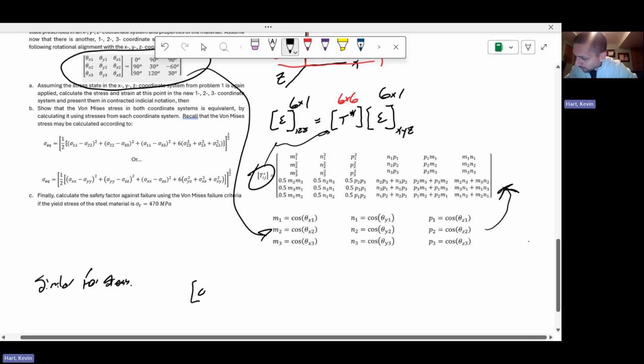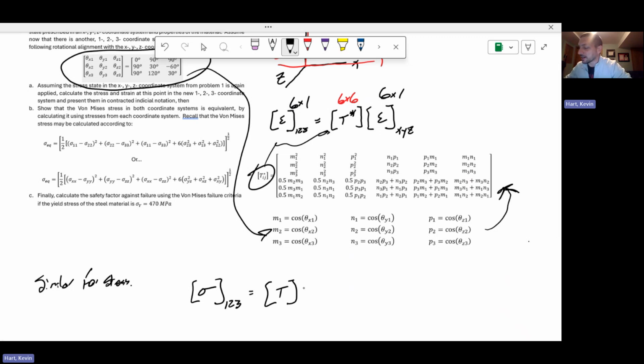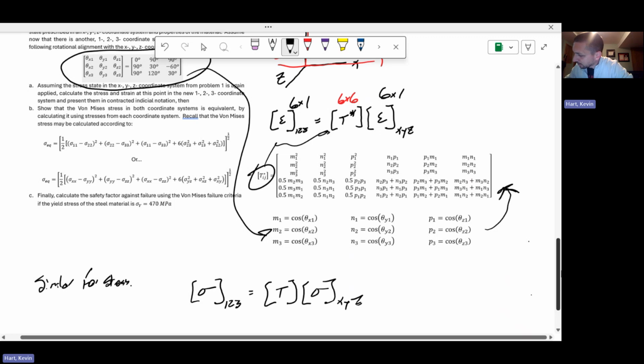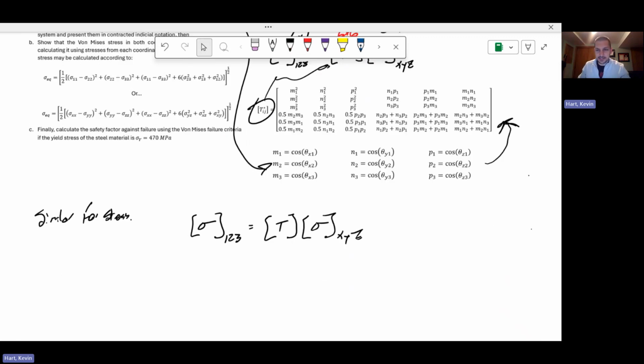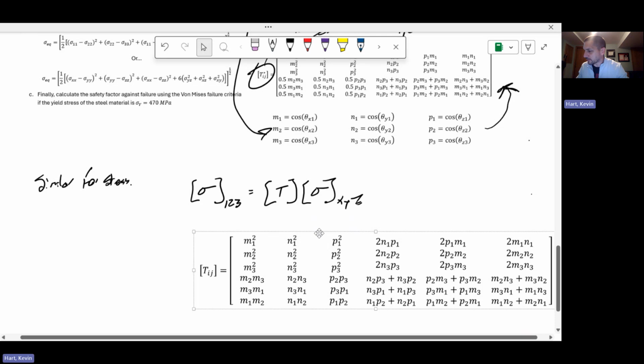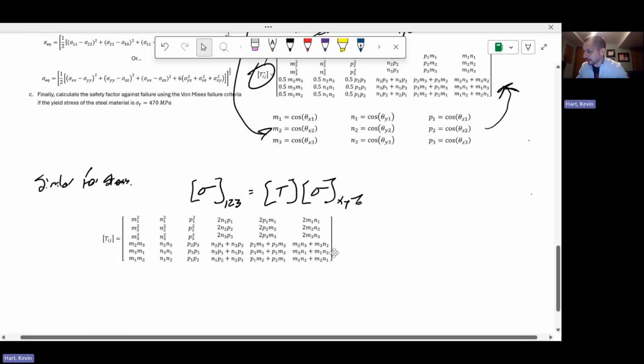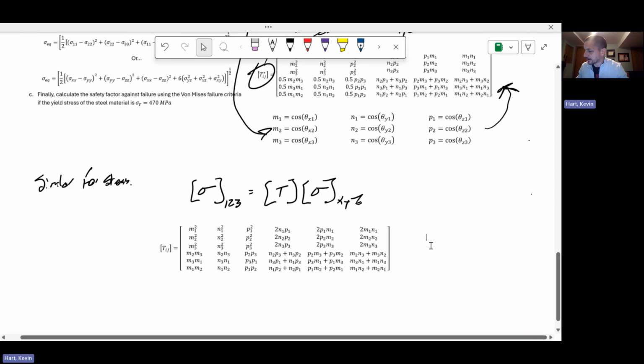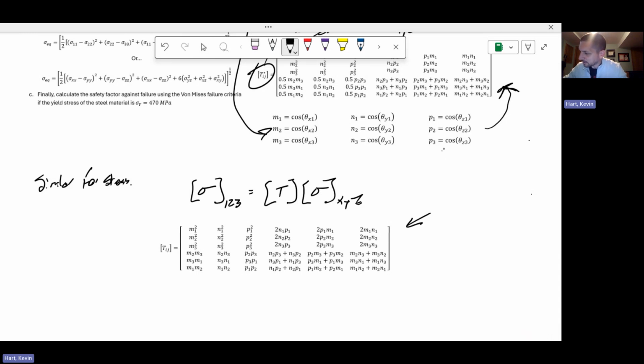If we want the stress in the 1, 2, 3 coordinate system, that's equal to the transformation matrix T, a different matrix than T star, multiplied by stress in the XYZ coordinate system. So let's bring in the transformation matrix T, which is specifically for stress. It looks somewhat similar to the strain transformation, but it has some factors of 2 that are a little different. Use the same M1 and M1 NP values, and you can populate this.